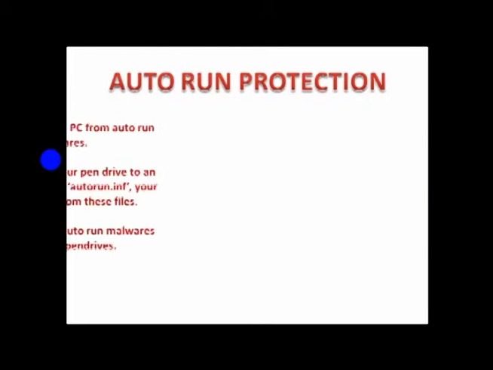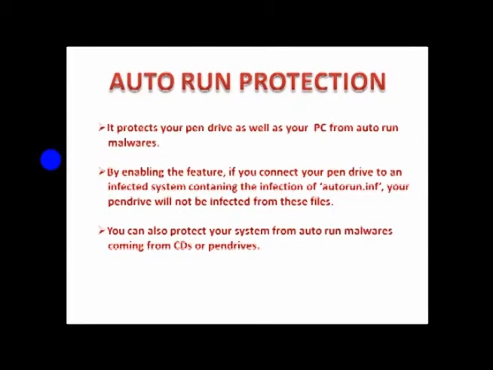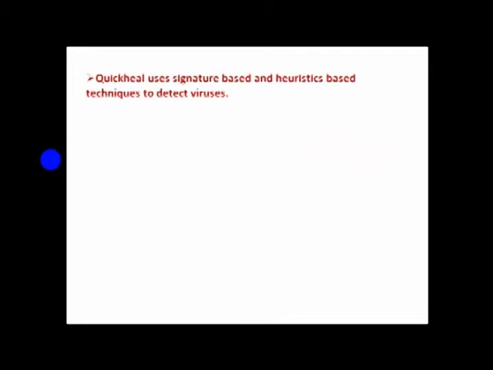Auto-run protection. It protects your pen drive as well as your PC from auto-run malwares. By enabling the feature, if you connect your pen drive to an infected system containing the infection of autorun.inf, your pen drive will not be infected from these files. You can also protect your system from auto-run malwares coming from CDs or pen drives. Quick Heal uses signature-based and heuristics-based techniques to detect viruses.